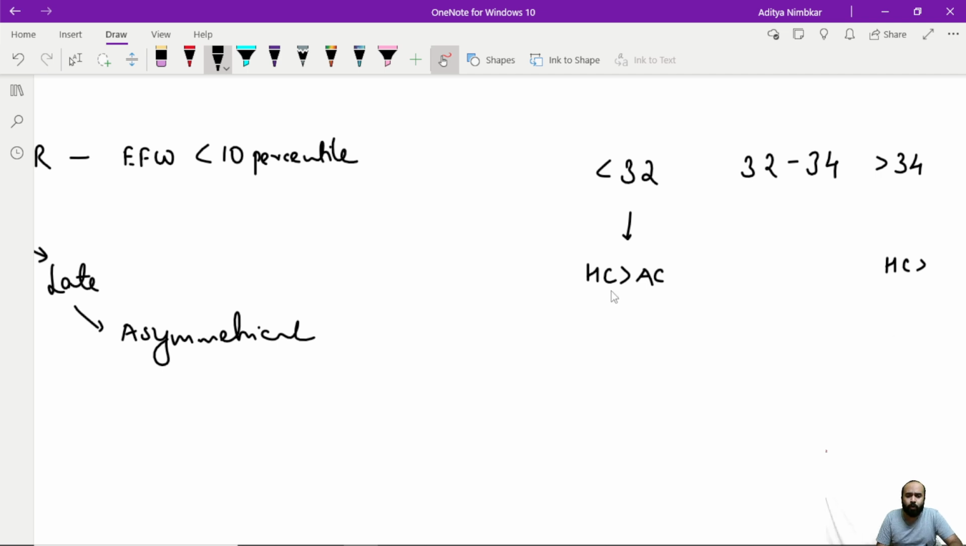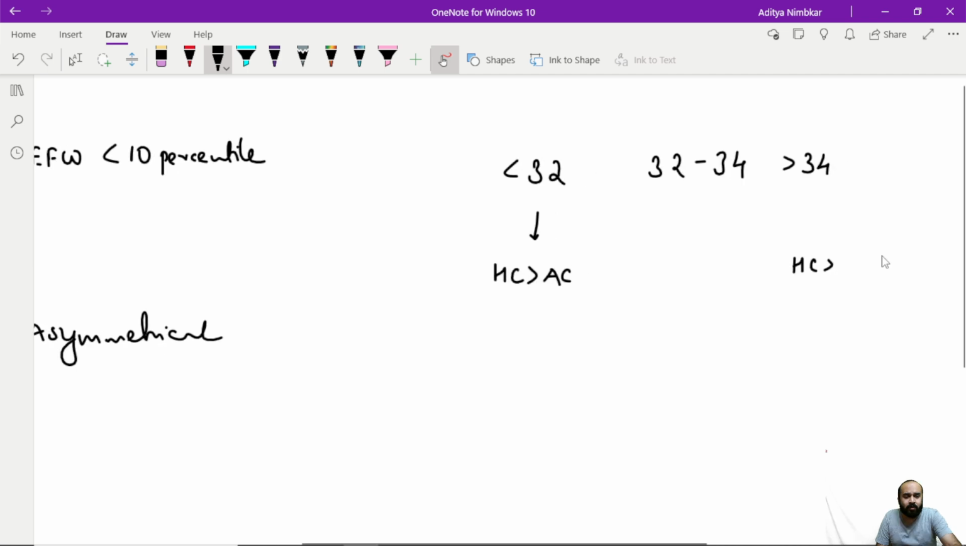You would ask me, where do we measure it? Just for your knowledge, head circumference is taken at the level of the basal ganglia, at the level where both the thalami are seen equally, whereas abdominal circumference is taken at the level of the ductus venosus joining the IVC. Whereas after 34 weeks, head circumference is less than abdominal circumference.